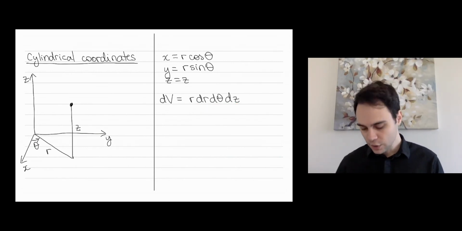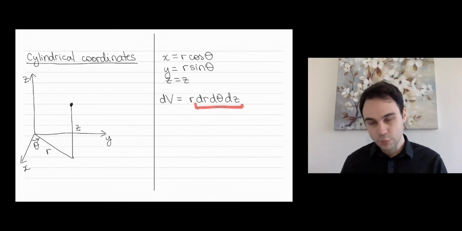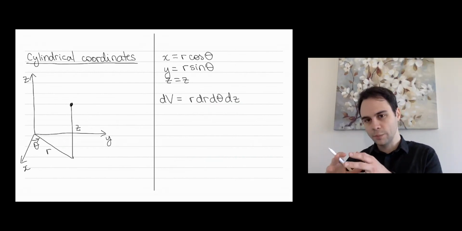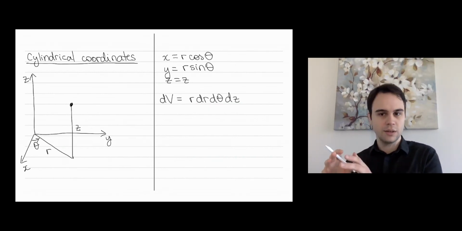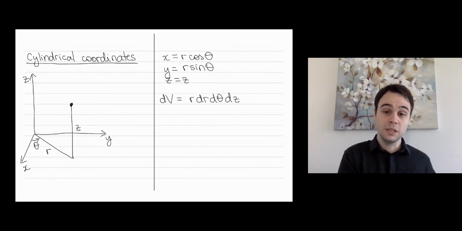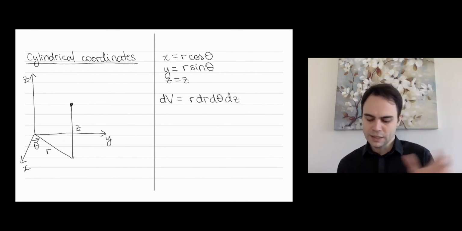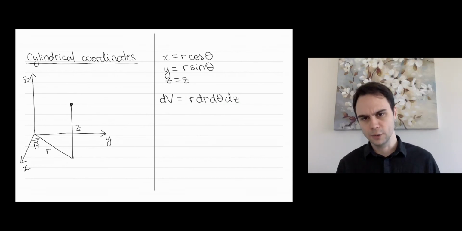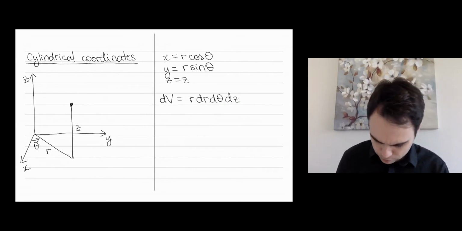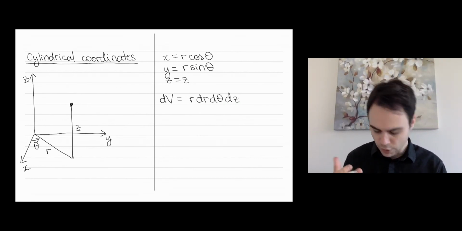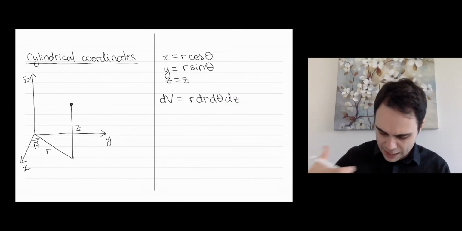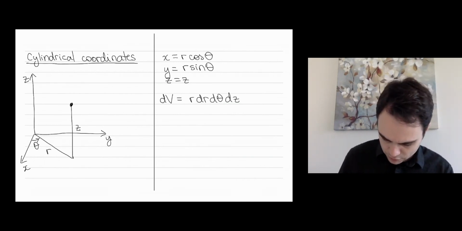That would be, so dr d theta dz would be the volume of a rectangle in r theta z space. But in x, y, z space, you don't get a rectangle, you get what's called a polar rectangle. You get a little box, and the area of that, you have to include the r.